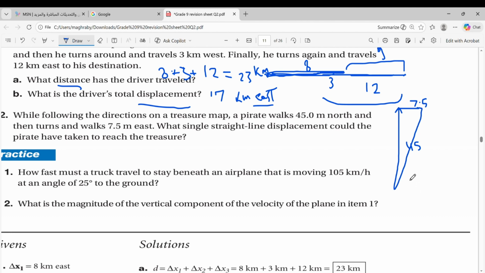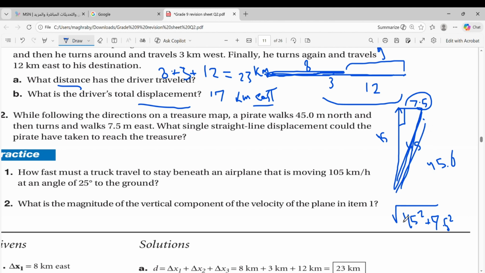In order to get the displacement, you have this side of 45 and the upper one of 7.5. How can you get this one? Because this is a right angle, you can apply the Pythagorean theorem, which says root of 45 squared plus 7.5 squared, and you will find the answer is equal to 45.6. So this part will be 45.6. So we get this part.